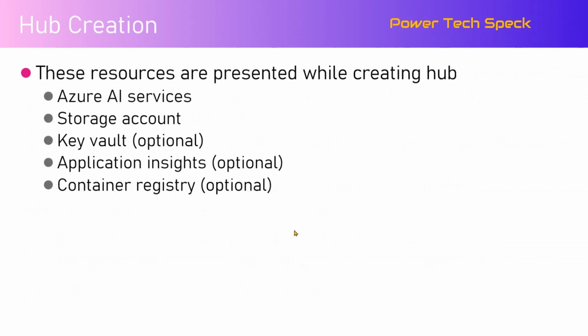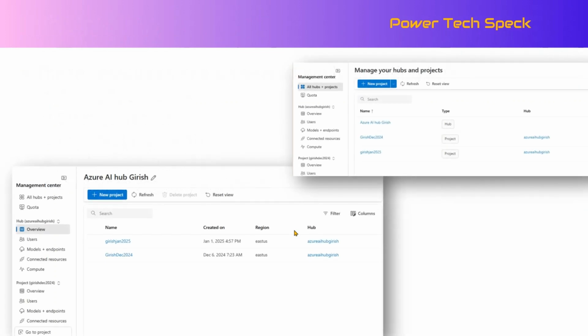Once you create a hub, these are the things which get created. These resources are presented while creating a hub: Azure AI services, storage account, key vault, application insights, container registry. Now key vault, app insights, and container registry are optional components, but other things get automatically created, and that is the bare minimum necessity for the hub creation process.